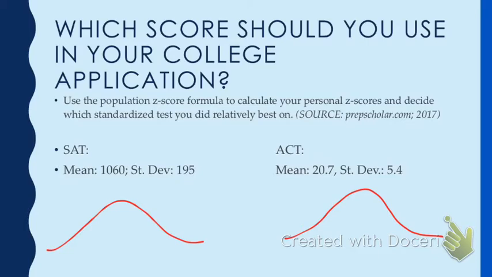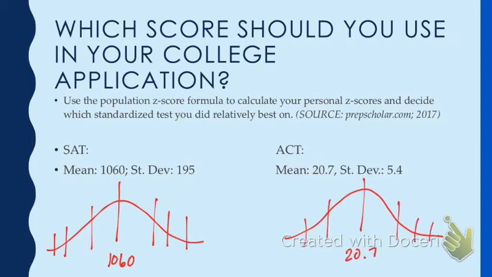So the average SAT score is 1060 with a standard deviation of 195 points. The average score of the ACT is 20.7 with a standard deviation of 5.4.